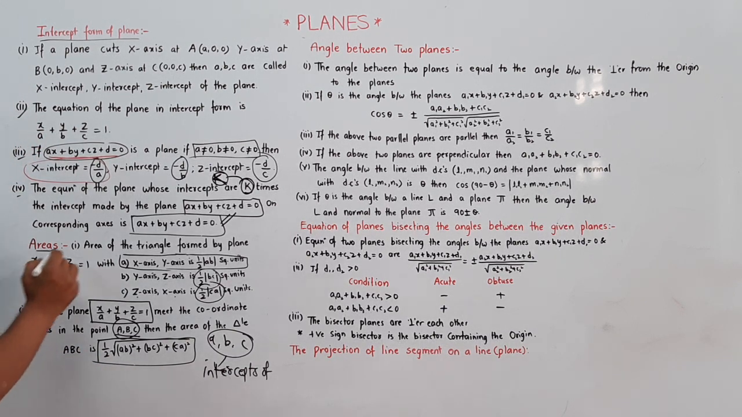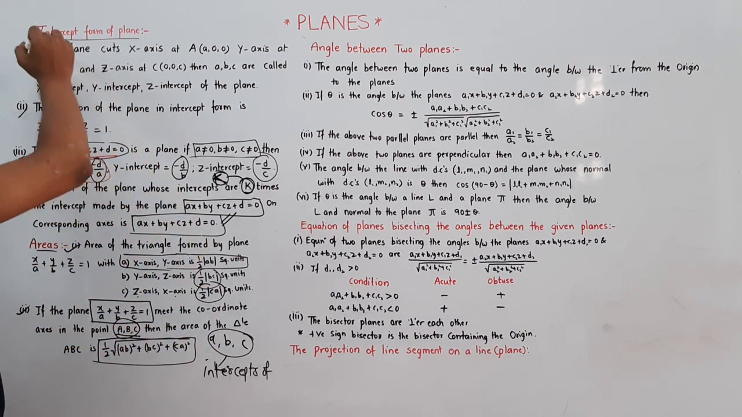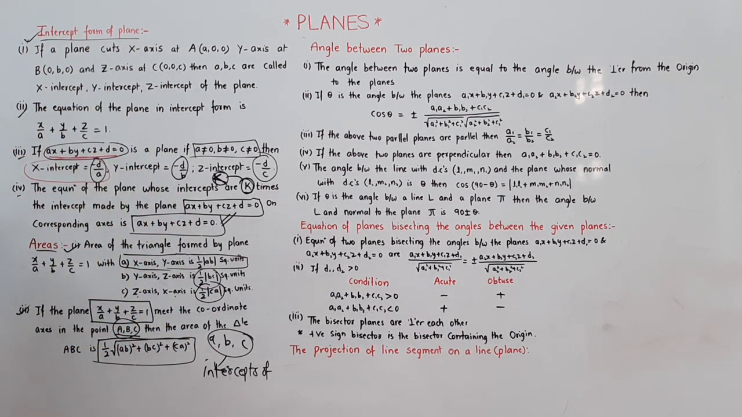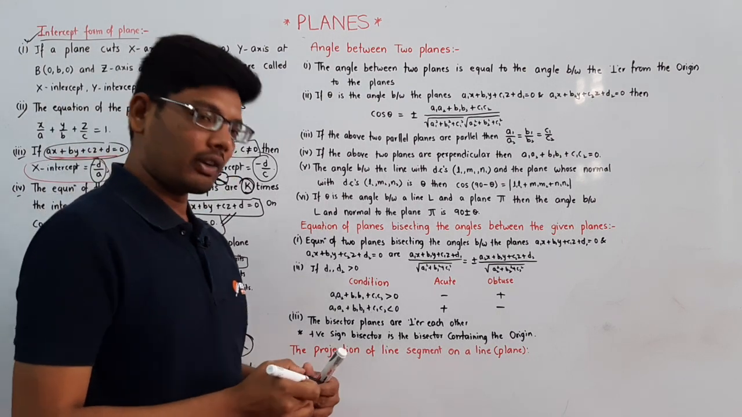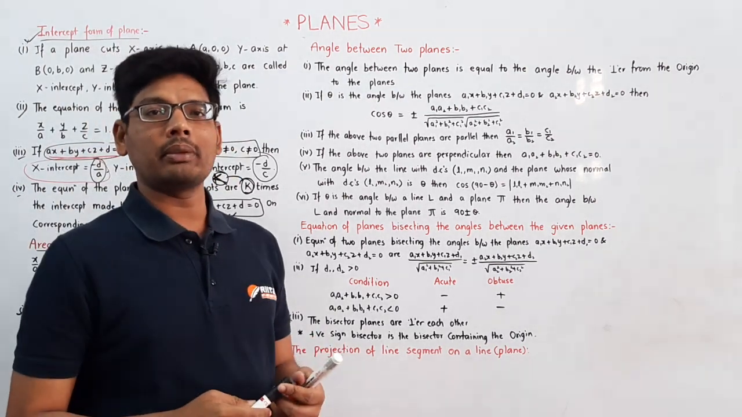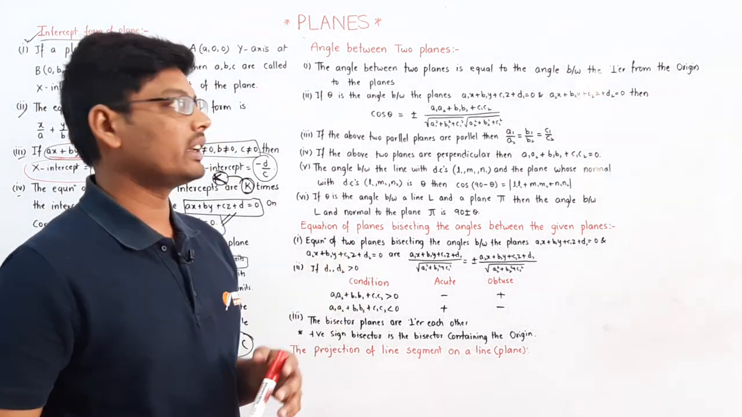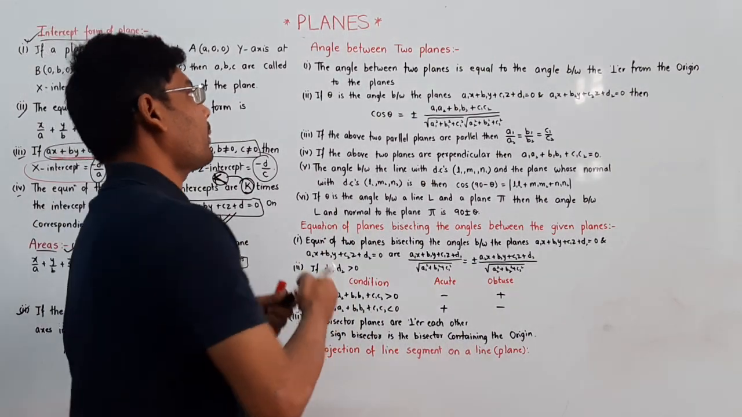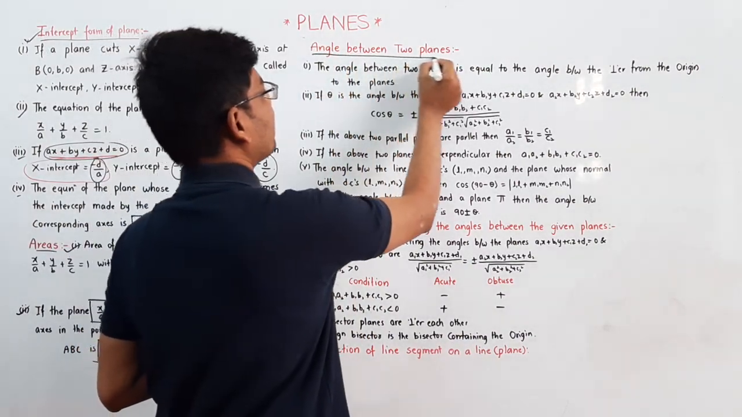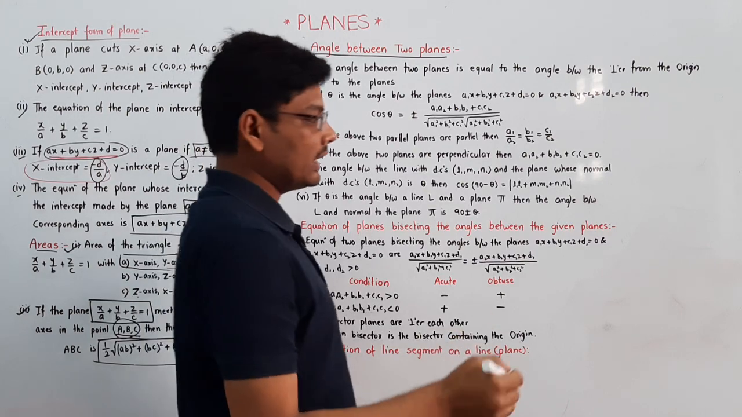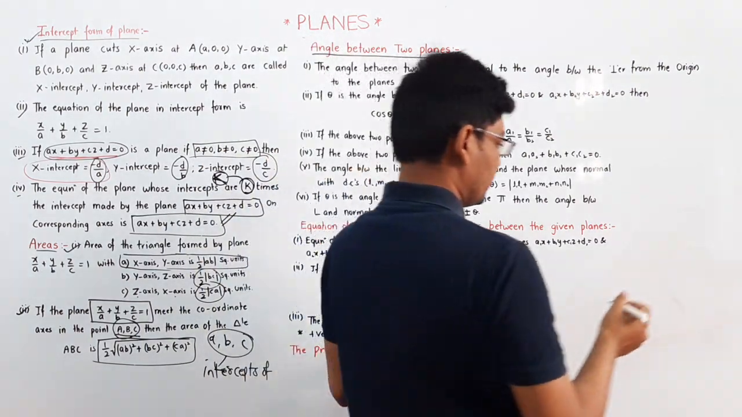These 2 points are all about the areas of the plane. These 4 points are all about the intercept form of a plane, where the intercept form of a plane is x by a plus y by b plus z by c is equal to 1. Now the next topic is angle between two planes. The angle between two planes is what we are going to discuss here.